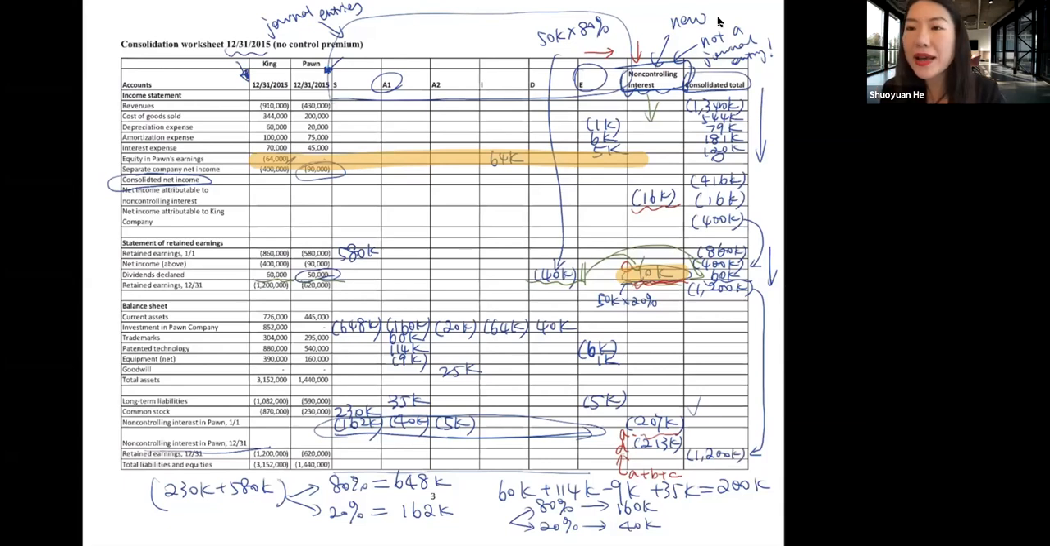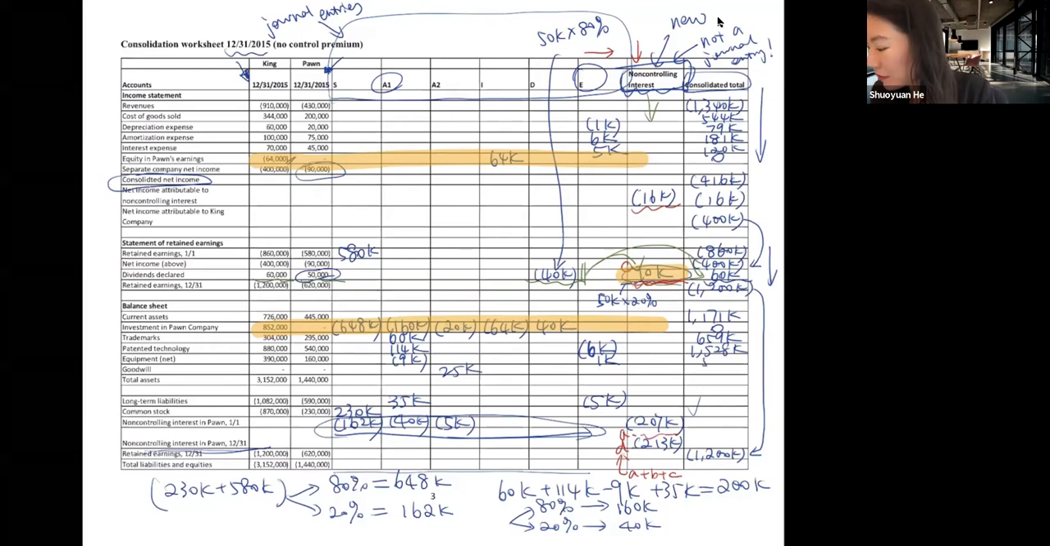This 1.2 million ending retained earnings is for the parent's ending retained earnings. And for non-controlling interest, we're going to talk about it later. Let's first look at the assets. On the asset side, current assets add up to 1,171,000. Your investment account should be eliminated. Trademark adds up to 659,000. Patented technology is 1,528,000.